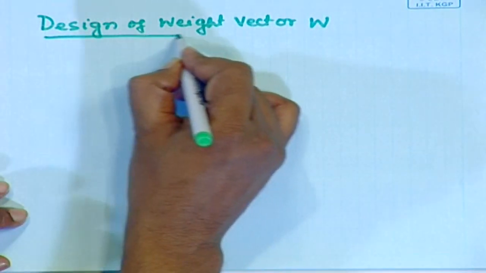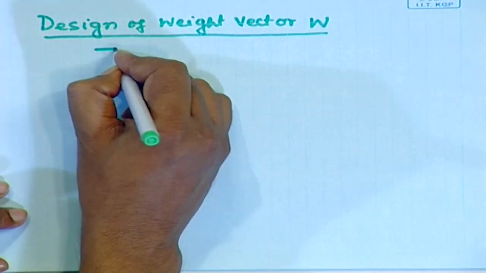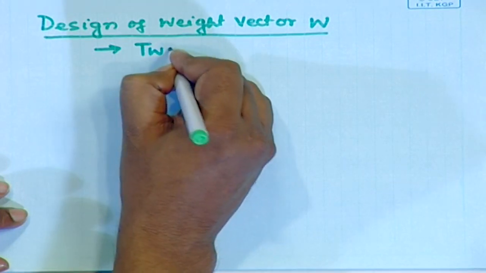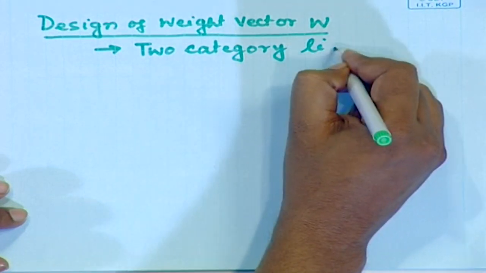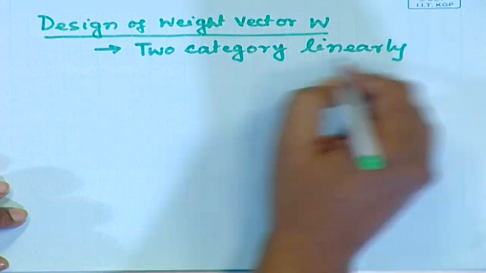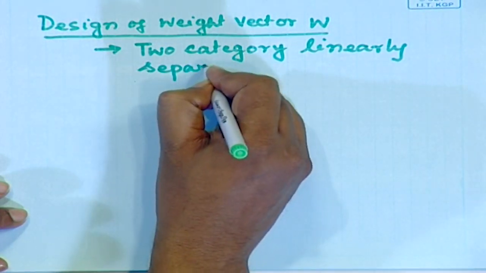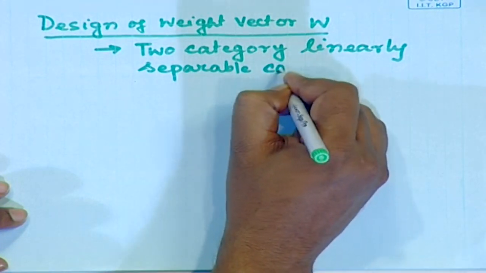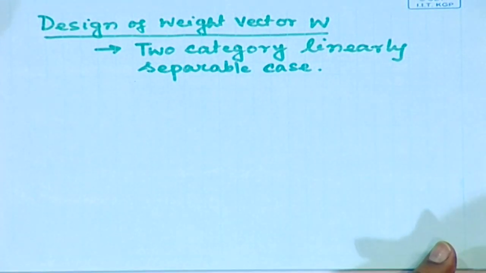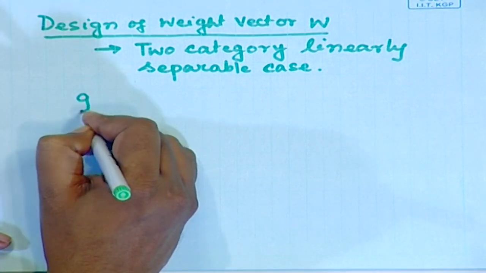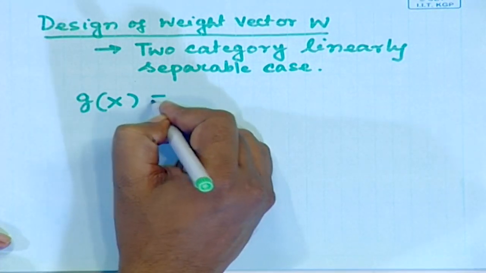Okay. And here again, for simplicity, initially we will assume that we have a two category, linearly separable case. Later on, we will generalize this to multiple category problems, where we have C number of classes. But to start with, let us start with only the two category case, that is, we have classes omega 1 and omega 2.